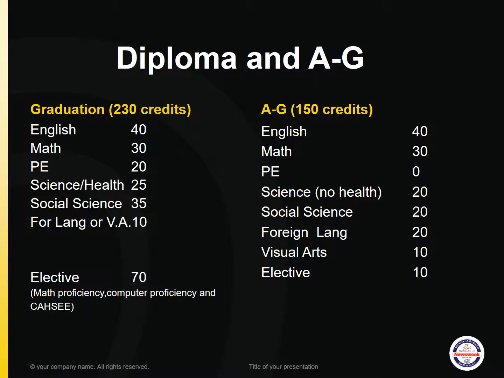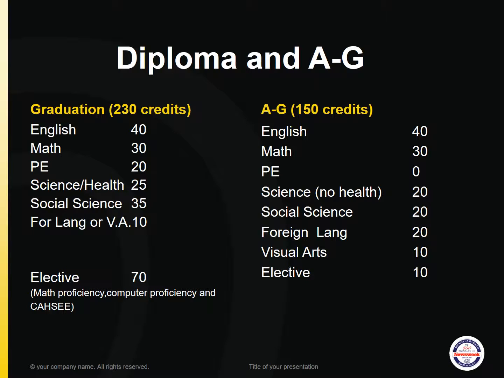Diploma and A-G requirements. This slide is a quick snapshot of the graduation requirements for the diploma and the A-G requirements needed to apply to a 4-year school. A few quick differences are the first with math. For the diploma, you are required to have 30 credits through Math 1 or Math 1B, whereas for A-G, you're required to have 30 math credits through Math 3.